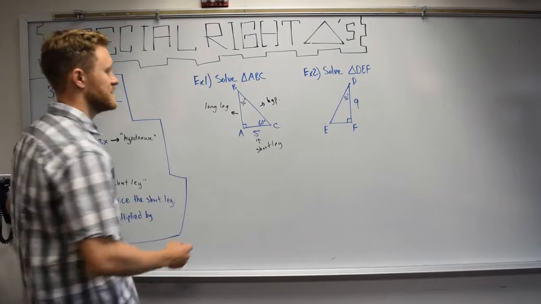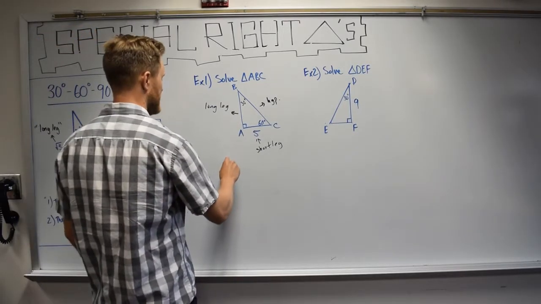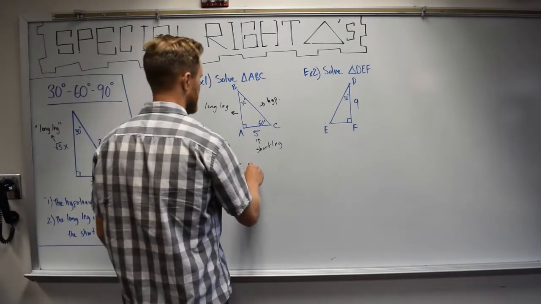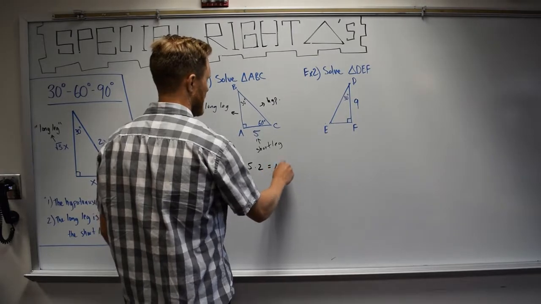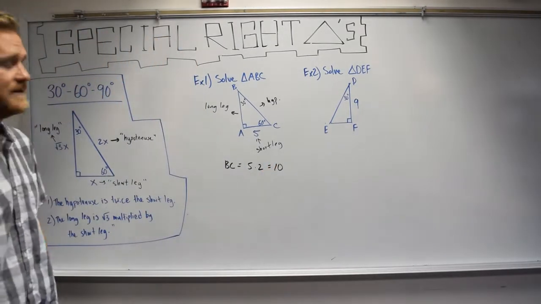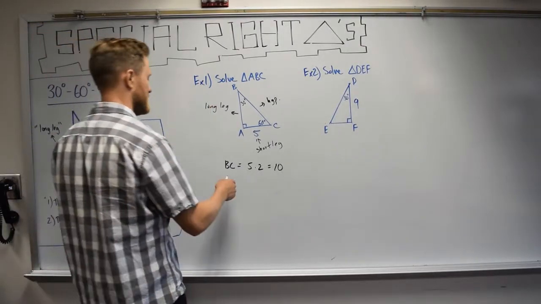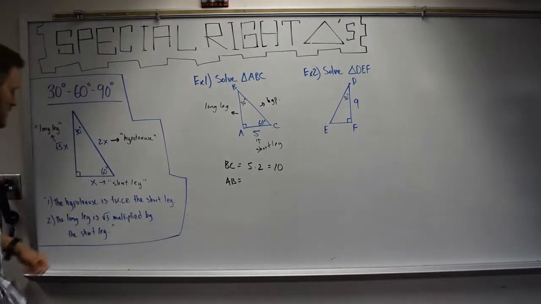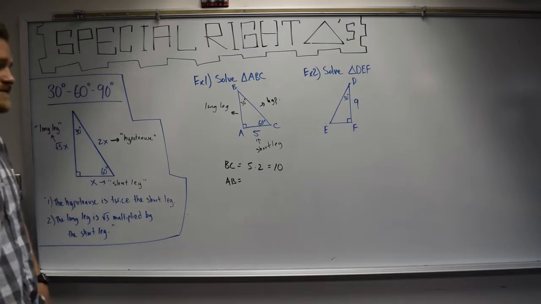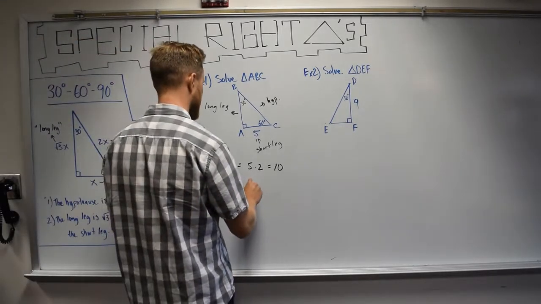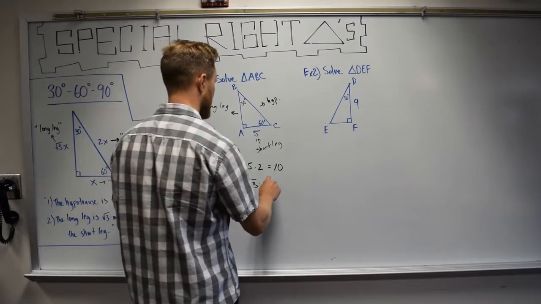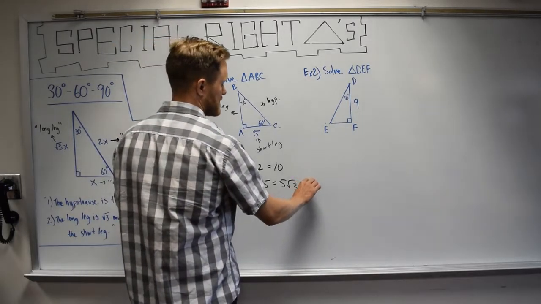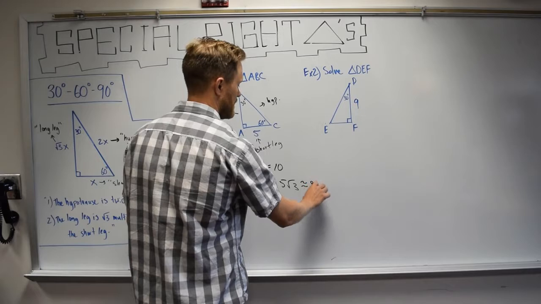So let's find the hypotenuse first. The hypotenuse is going to be side BC, and we know that is twice as long as the short leg. So that's just going to be 5 times 2, which equals 10. So the hypotenuse is 10 units long. The long leg, AB, is equal to the short leg multiplied by the square root of 3, or the square root of 3 multiplied by the short leg. So we get the square root of 3 times 5. You can also write that as 5 square roots of 3. And if you want a decimal approximation of that, that is about 8.66.